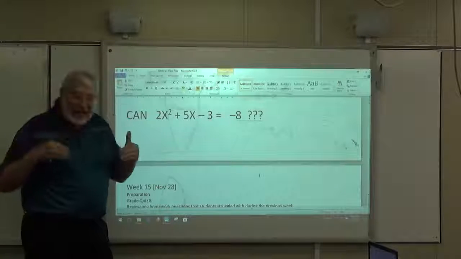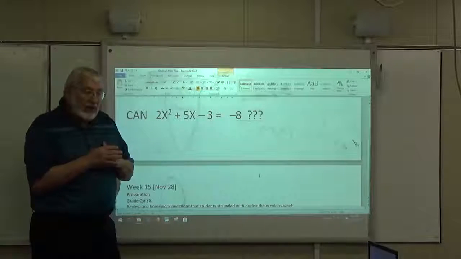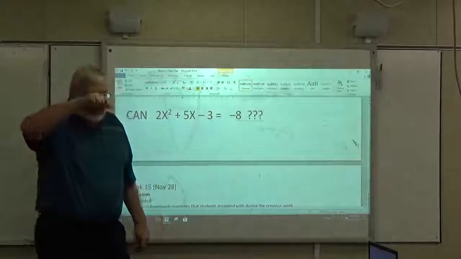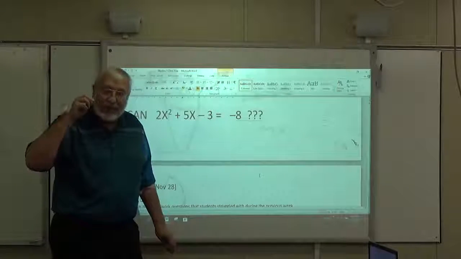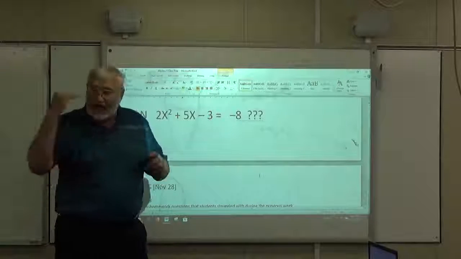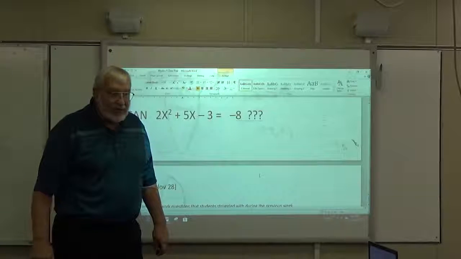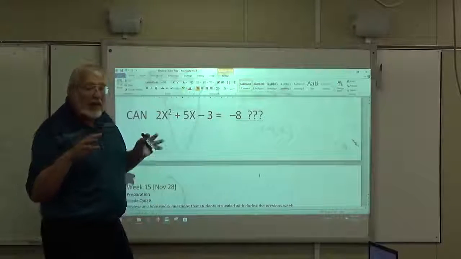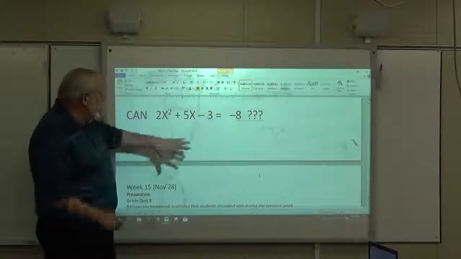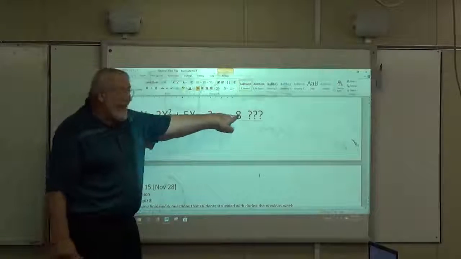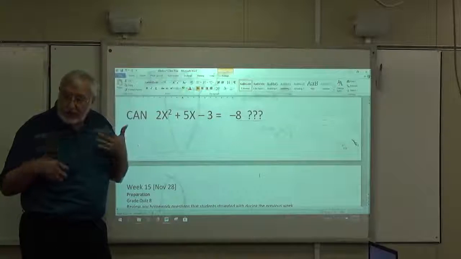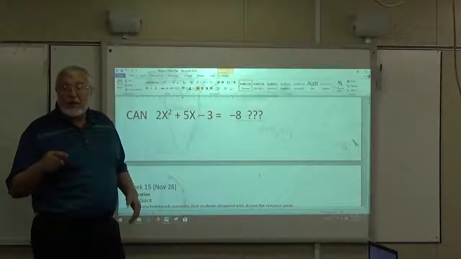Now, that's the key to that type of question. In the next 2 sessions that you're going to be working with, there is a problem in the text that asks you, can this quadratic equal, and it gives you a number. Now, from a purely mathematics standpoint, what it's asking you is, can this equal that? That's the start of the process of trying to figure it out.